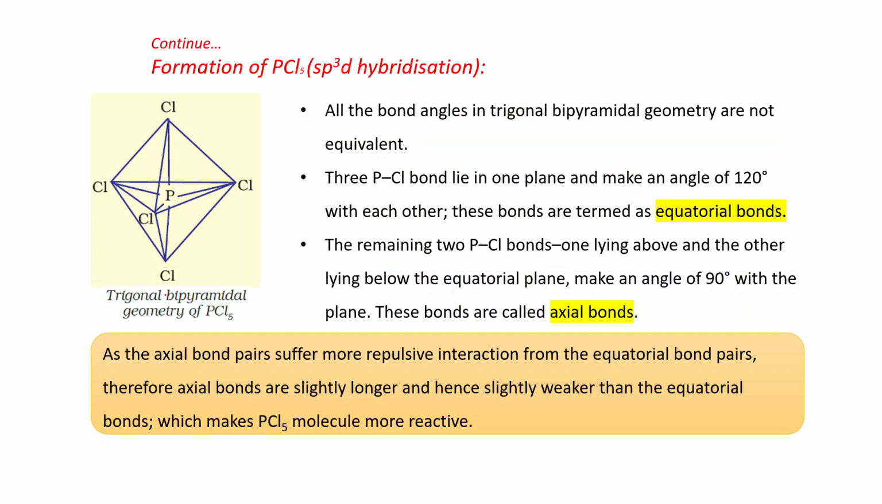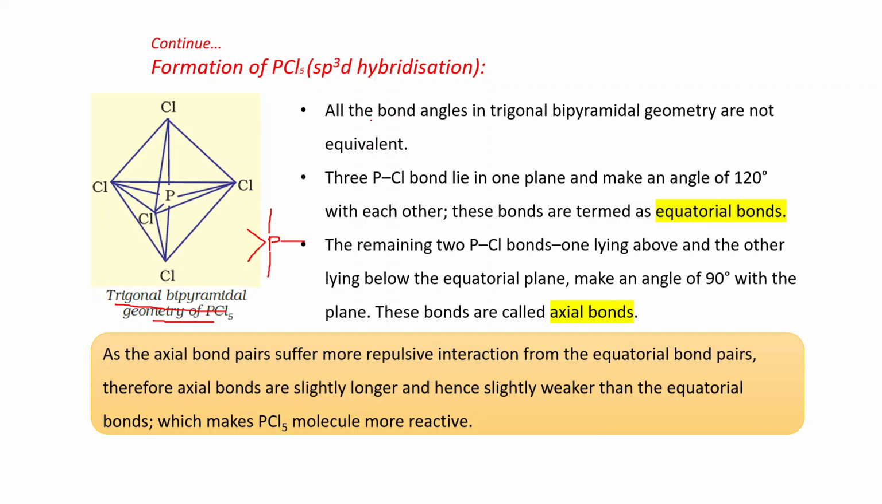Now, this structure you can also use to represent the trigonal bipyramidal geometry of PCl5. You can see this is phosphorus, and in one plane three hybrid orbitals are there, forming the three P-Cl bonds, and one is above the plane and one is below the plane.